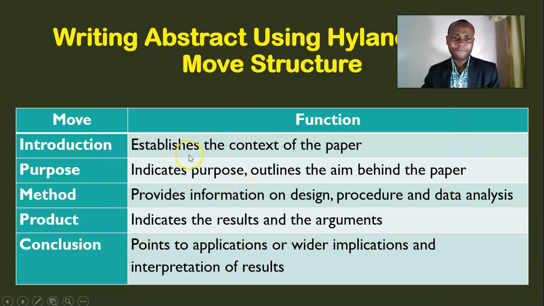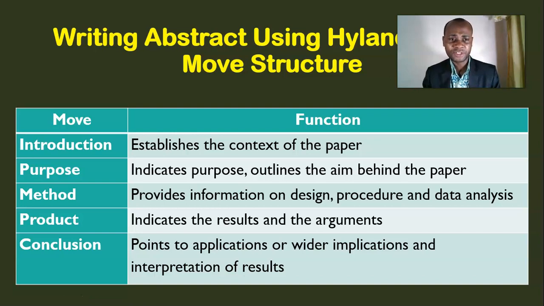The move structure says that your abstract should have 5 components, which are the introduction, the purpose, the method, the product, and the conclusion. What is different from what I have been talking about is the product. And the product here is the same as the result, but the move structure calls it product. So it gives the function of every component of the research abstract.